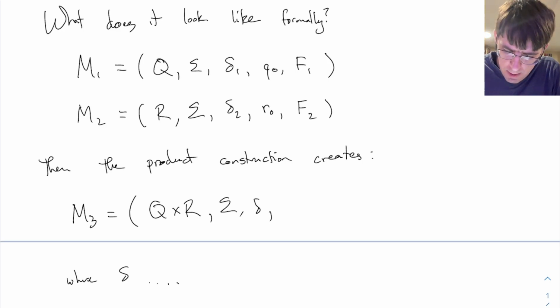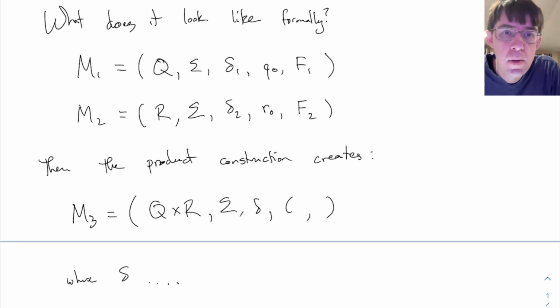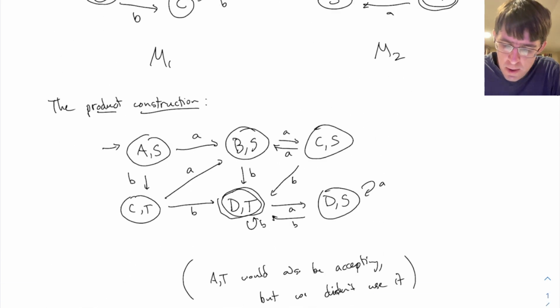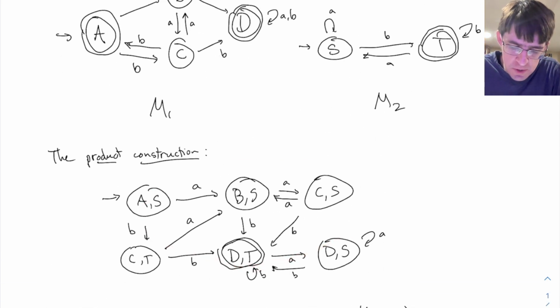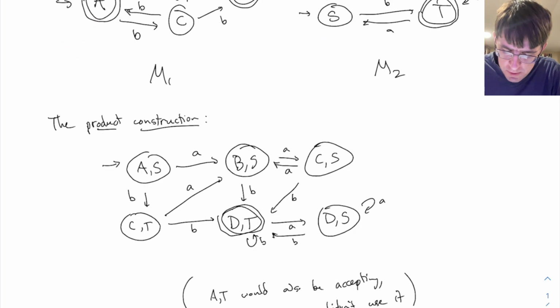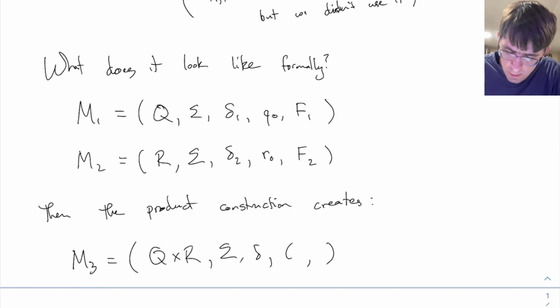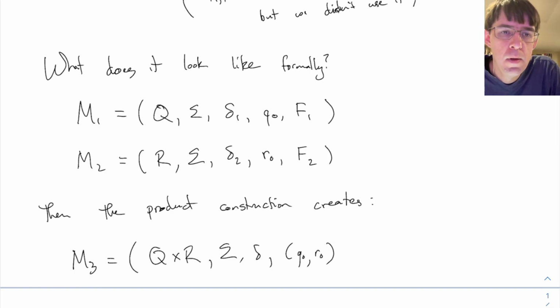I'm about to write a pair here that should represent the starting state. Would it be Q naught, R naught? Yeah, it's a pair Q naught, comma R naught. That's where you start. This is what I said when we were drawing this picture here. How do you decide where to start over here? It's the starting from this one and the starting from this one. So it is the pair Q naught, comma R naught. That's the first starting state paired together with the second starting state.